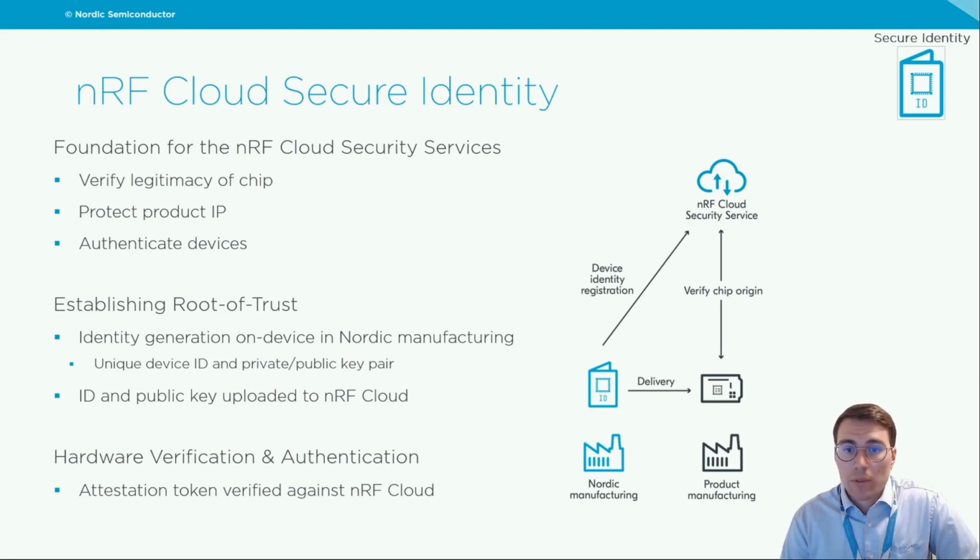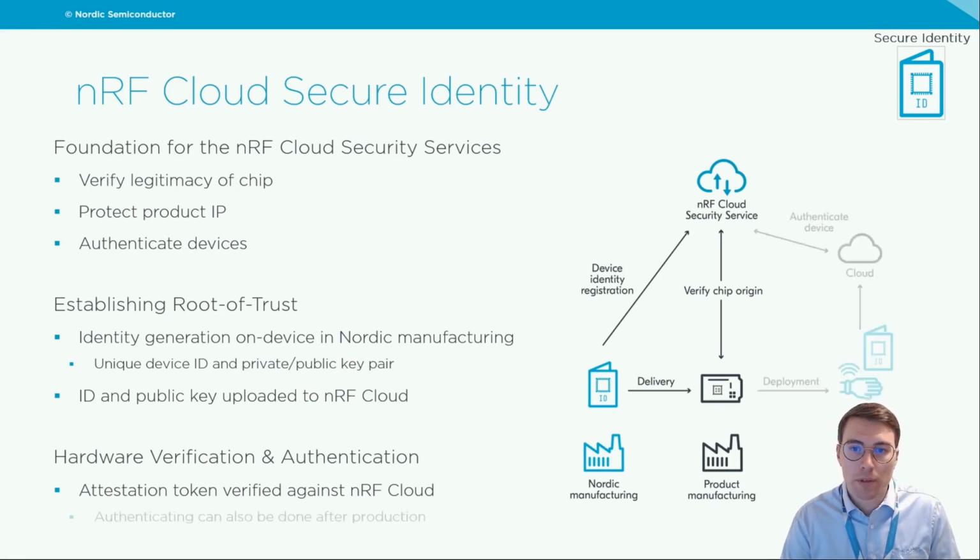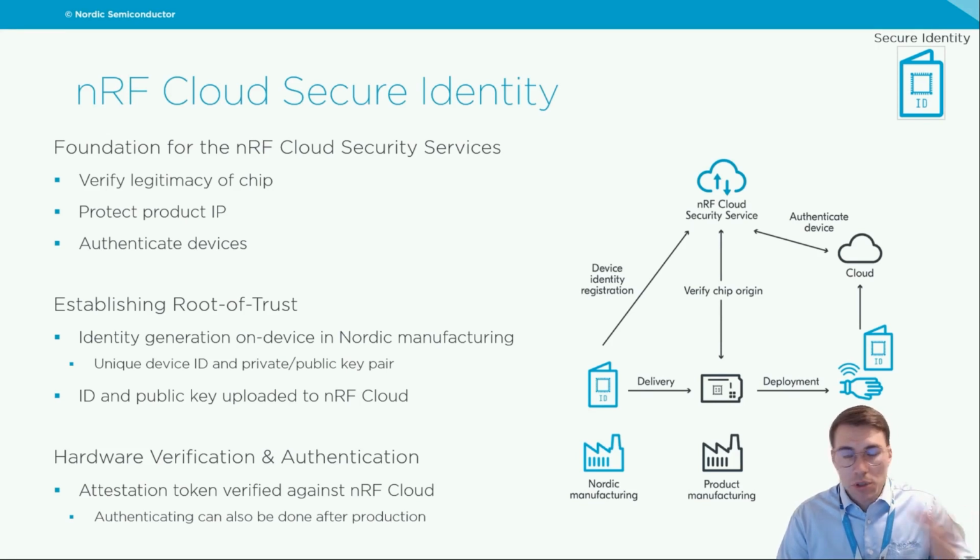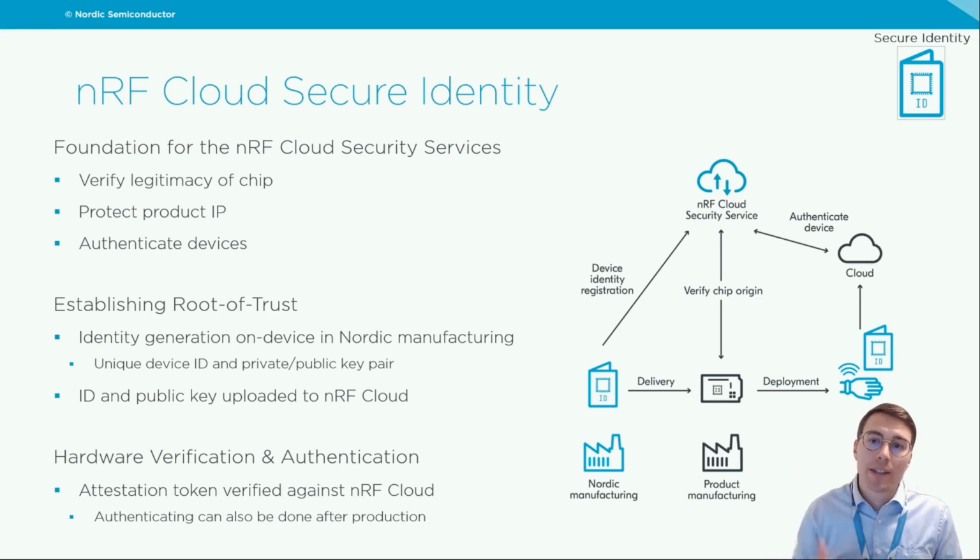And thereafter, we deliver the chips to our customers, and during their product manufacturing, they can verify the chip origin and see if this is actually a Nordic device or not through getting an AT command readout from the device. So you're getting an attestation token, and you use that against nRF Cloud, which can verify. And you can do this in a single or bulk way of verifying. And customers, when they go in deploying their device, they can also use this identity to authenticate the device before they give access to their cloud, for example.